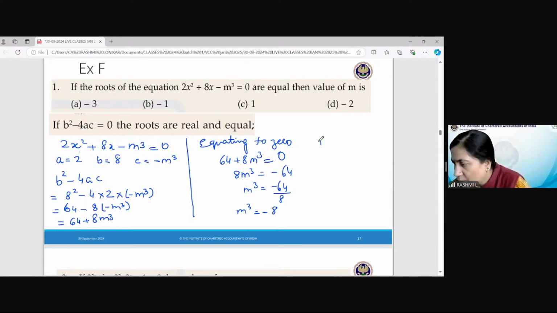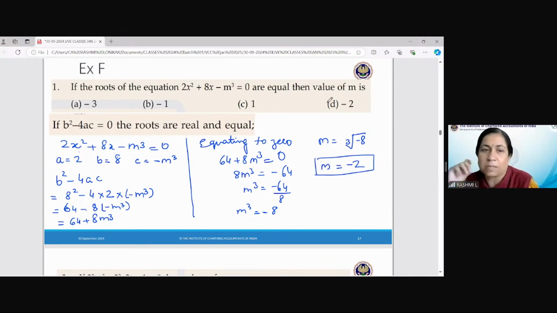So m will be equal to how much? It will be the cube root of minus 8. We cannot take the square root of a negative number, but we can take the cube root. So this is equal to minus 2. So m is equal to minus 2. So D will be the answer.